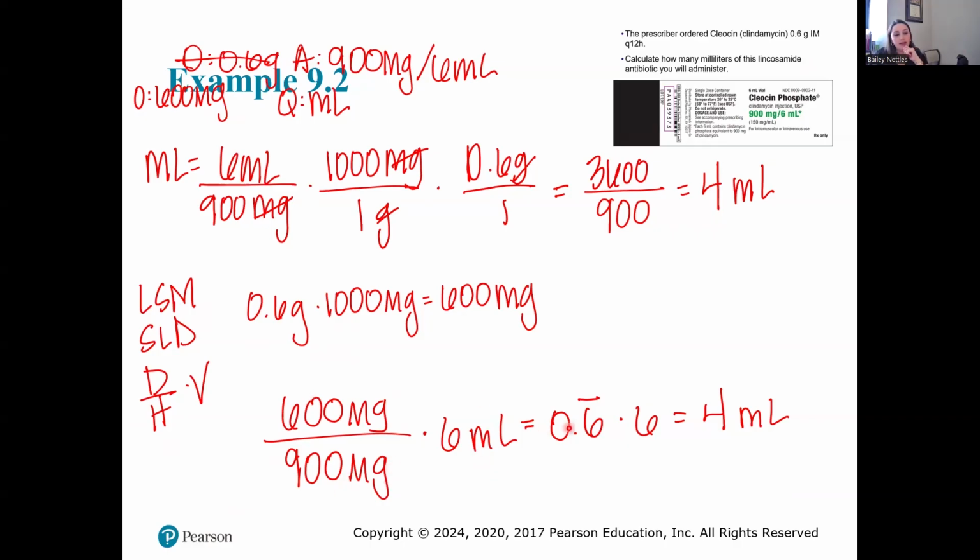600 divided by 900 is 0.6666 repeating. One more time, do not round. Keep that ugly number in your calculator. If you round 0.666666666666, you will not get the right answer. Do not round in the middle of an equation, ever, ever. So 0.66666666 times 6 is 4. And that is the answer.